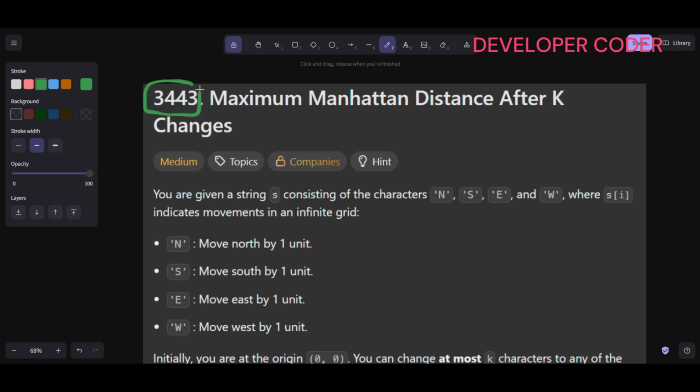Problem number 3443. Maximum Manhattan distance after k changes. So let's read the problem statement first.